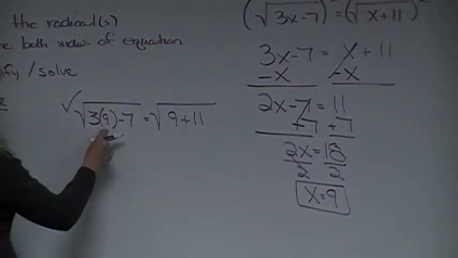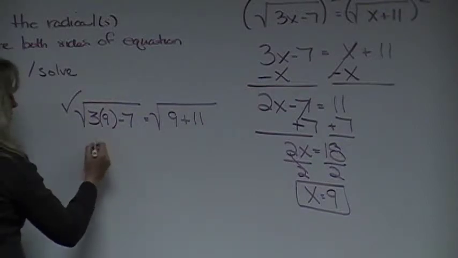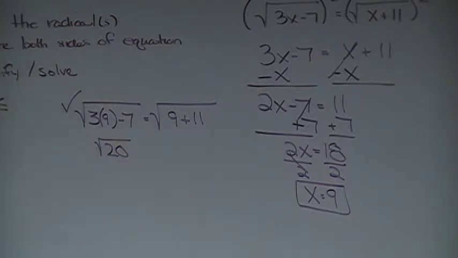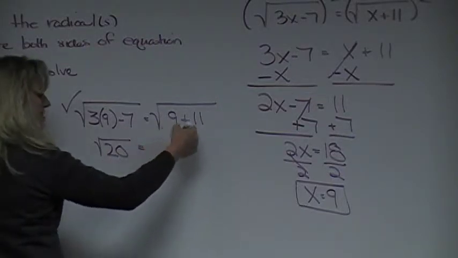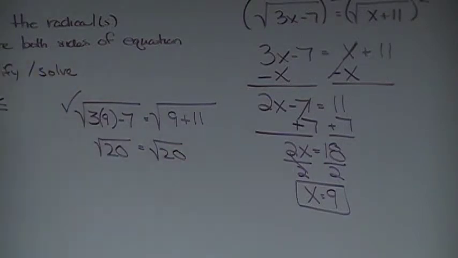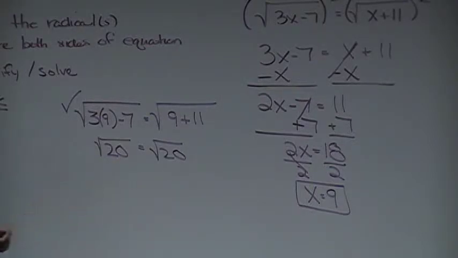Okay? What's 3 times 9? 27 minus 7. So I'm going to keep it as a square root of 20. Why do you think I want to keep it as a square root of 20? It's not a perfect square, right? Let's see if the other side ends up being the square root of 20. What's 9 plus 11? 20. So do the two sides equal each other? Yep. I could simplify that further, because 20 is not simplified, but I know that if I were to simplify, they would be the same simplified radical. So they do check because they are the same.